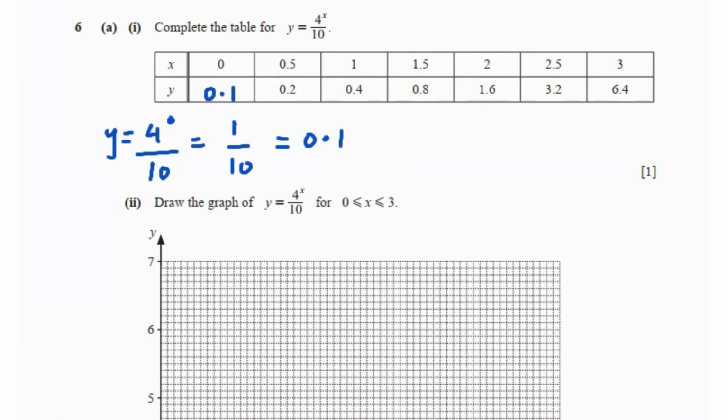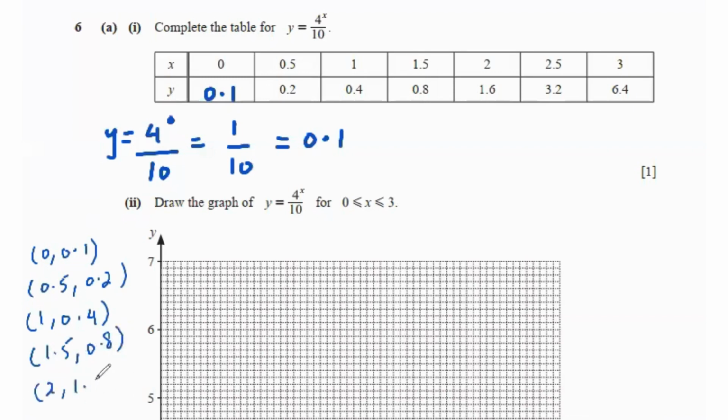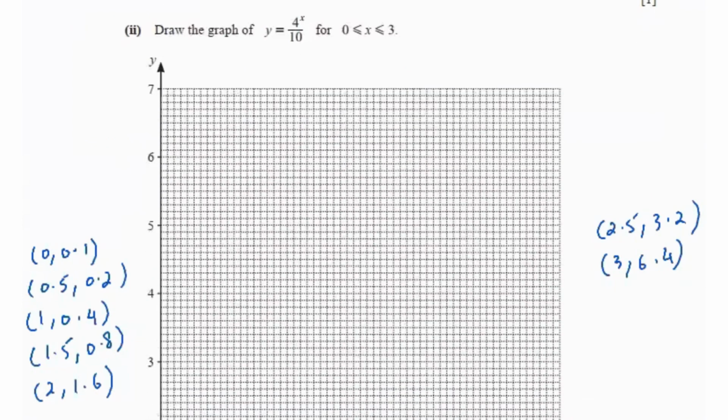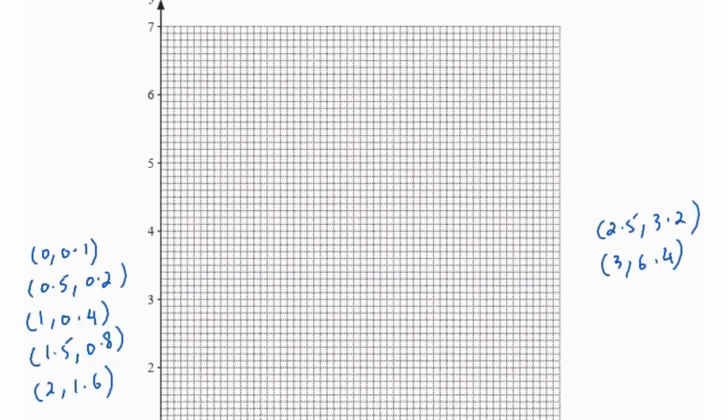So we have 0 and 0.1, 0.5 and 0.2, 1 and 0.4, 1.5 and 0.8, 2 and 1.6, 2.5 and 3.2, and 3 and 6.4. So now let's scroll up and plot these.